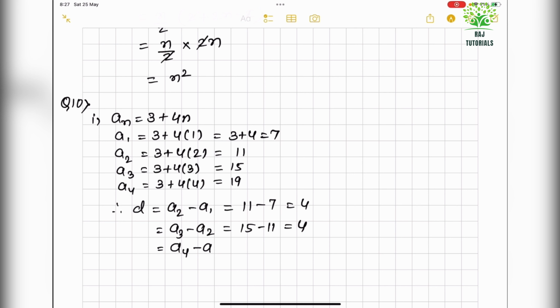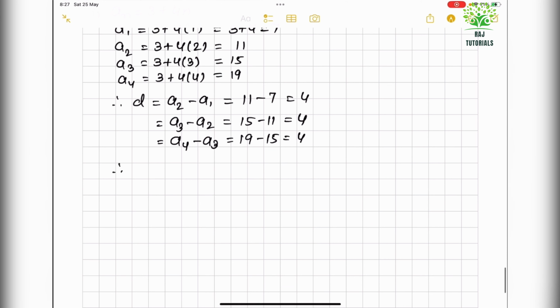A4 minus A3, that is 19 minus 15, that is 4. Therefore D equal to 4 is the common difference with A equal to 7. So it is an AP with A equal to 7 and common difference 4.